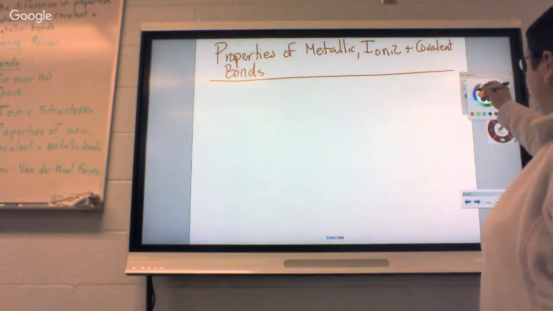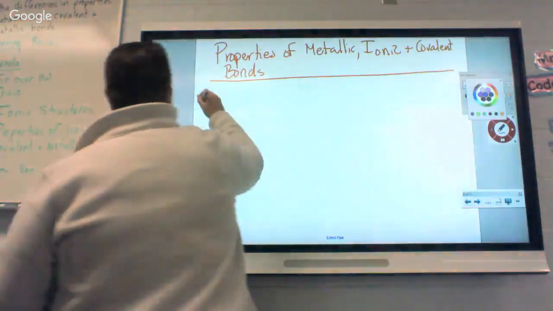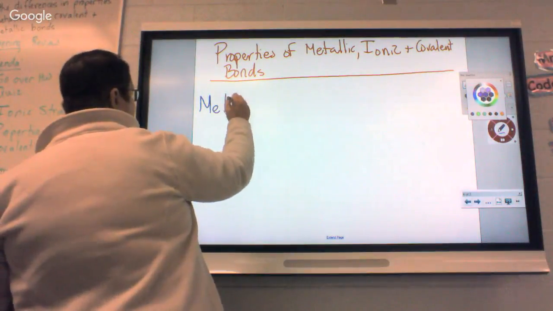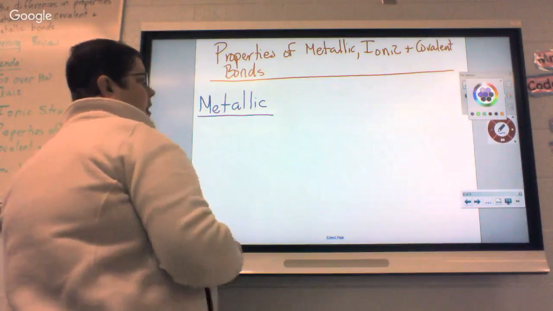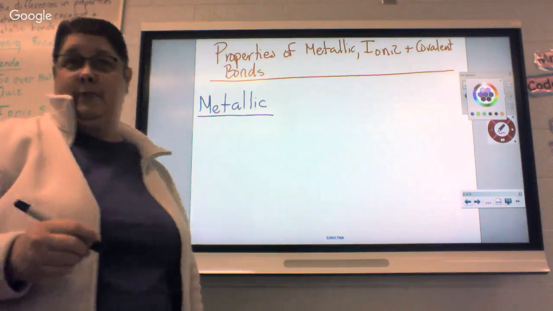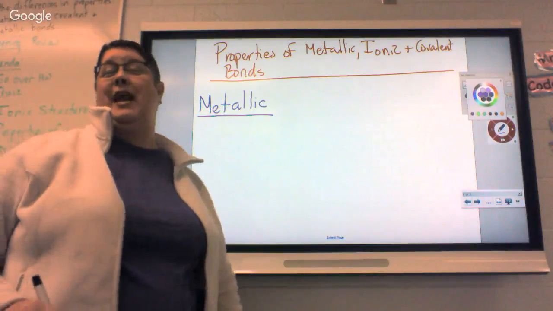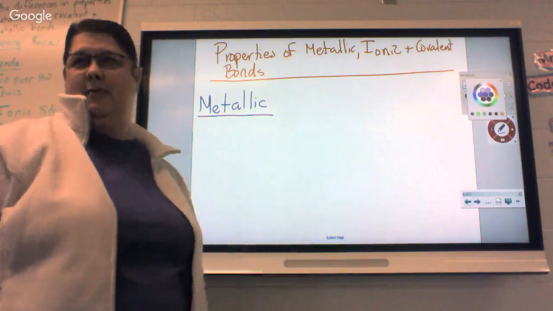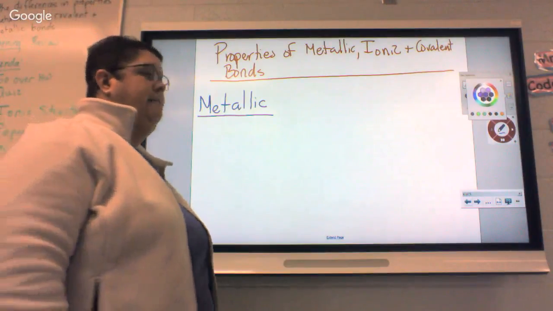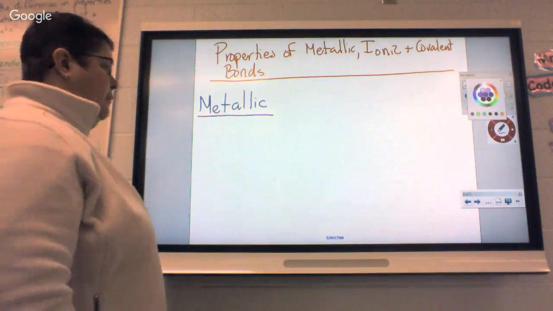So we're going to start with metallic bond. And then I'm going to do ionic. And as I compare them, I'm going to bounce between them. Covalent will have the absolute least stuff because I will have the least to say about a covalent bond. Okay? Now, a metallic bond.